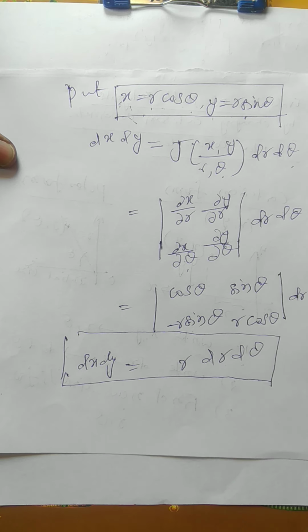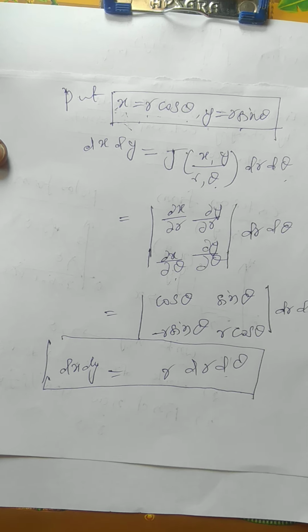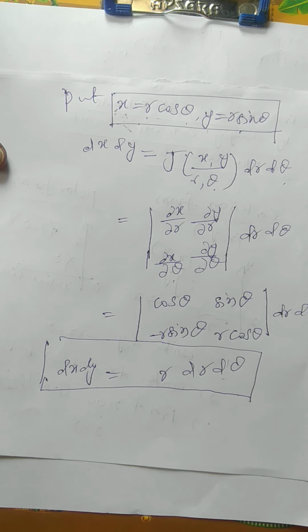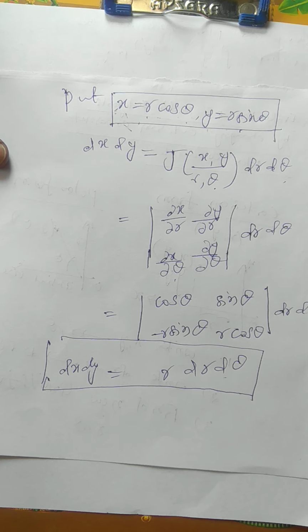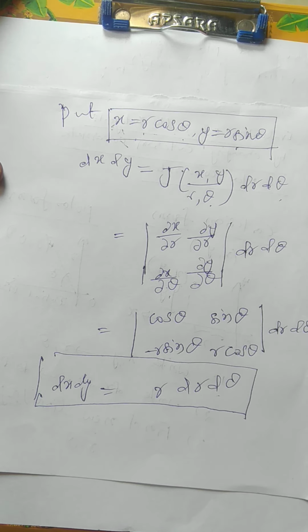What is the third step? You have to find the new limits for r and theta. While doing the problem, they will give the limits. With the help of the limits, we can draw the region of integration. If you see the region of integration clearly, we can find the new limits for r and theta, so that we can use them while solving the problem. Okay, now let us move on to a problem.